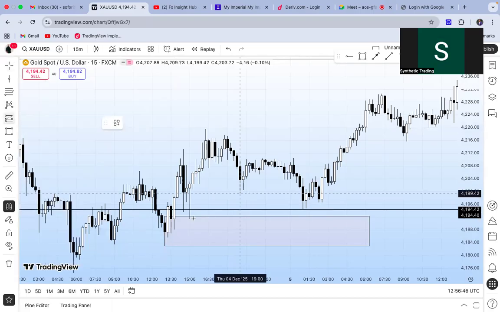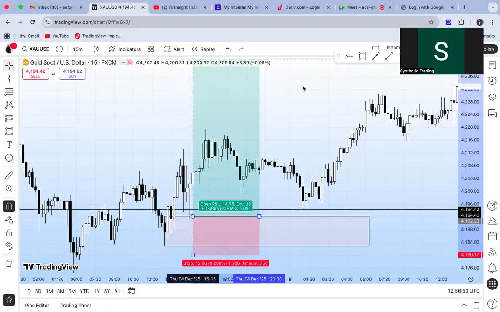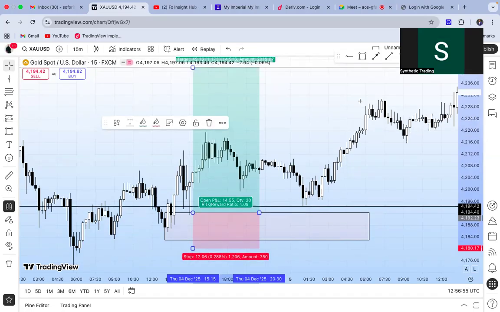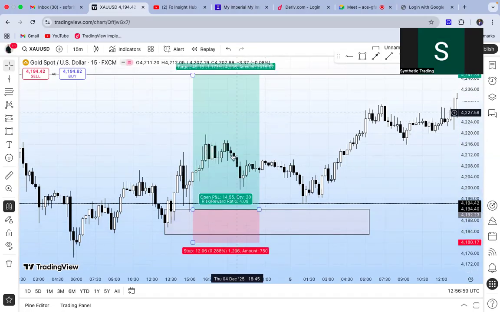So if I use this block as my entry with my stop loss below it, then targeting the same high. Yes, targeting the same high. Now the risk to reward ratio is what? 4, which means that if we risk $50 on this trade, our return is what? $200.